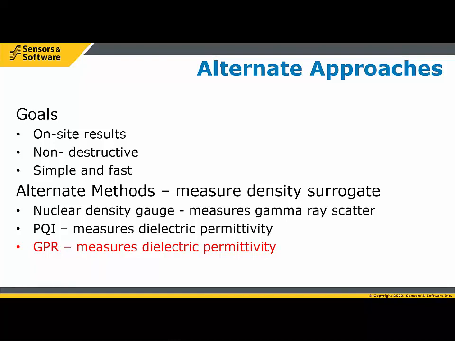The alternate methods that are out there and used now are the nuclear density gauge, which is based on a density surrogate, which is the gamma ray scatter from the material. The PQI, or pavement quality indicator, measures the dielectric permittivity of the asphalt pavement, and it does it by a capacitive type measurement. And then you have GPR, which measures the dielectric permittivity, and there are a couple of ways that's done. So these are alternate methods for measuring density, but the key thing you will note is they're all indirect measurements, in the sense they measure something else and then use that measurement to infer the density. They don't measure the density directly, and we'll talk about that a little bit when we get to the indirect methods.